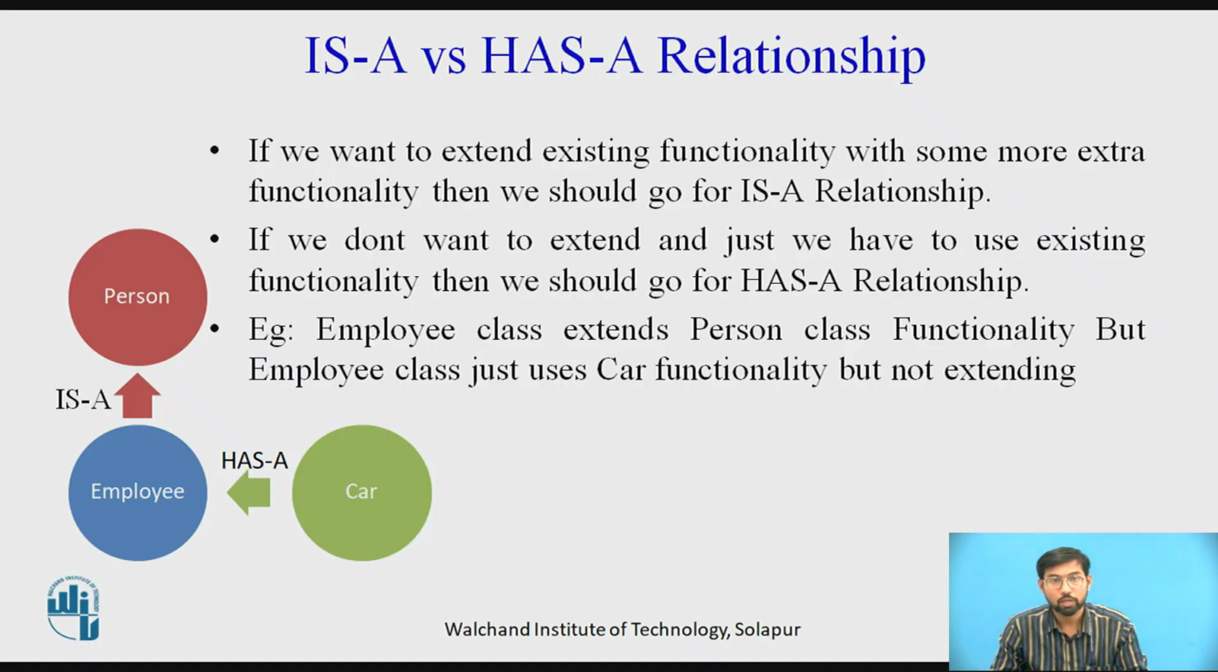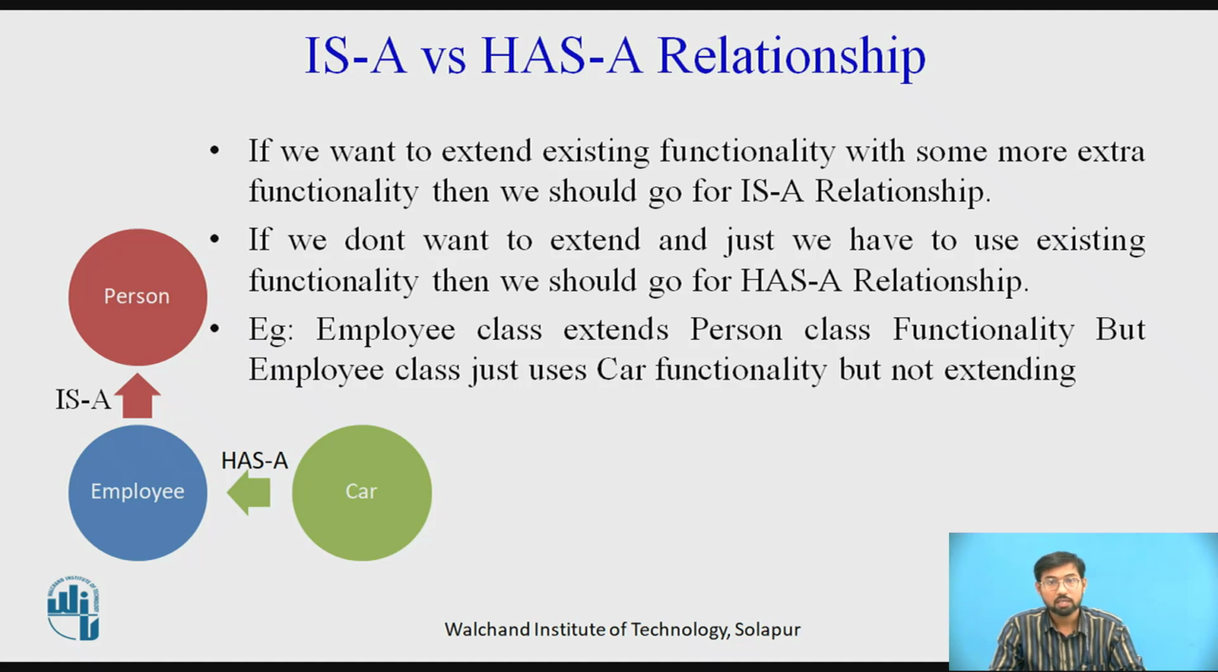So now we are going to move ahead with the is-a versus has-a relationship. That means if we want to extend the existing functionality with some more extra functionality, then we should go for the is-a relationship. That means person and employee. Here you will understand that person will be a parent class and employee will be a child class.